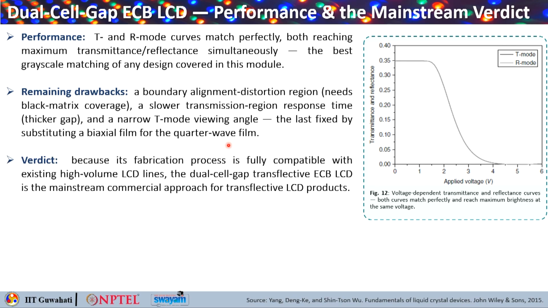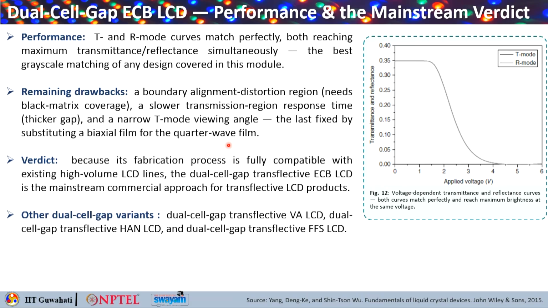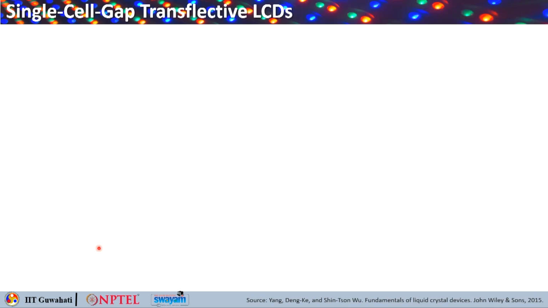So the final verdict here is that because its fabrication process is fully compatible with the existing high volume LCD lines, these dual cell gap transreflective ECB LCDs are now the mainstream commercial approach for transreflective LCD products. There are other cell gap variants as well, like the dual cell gap transreflective vertical alignment LCD, or transreflective ones like fringe field switching and the other ones, those are also there.